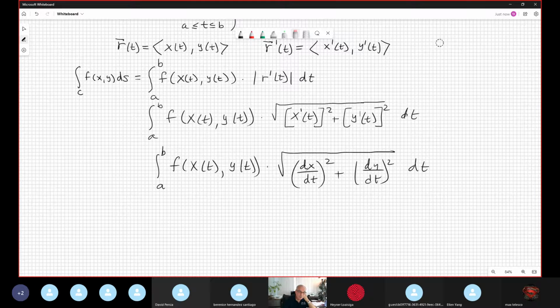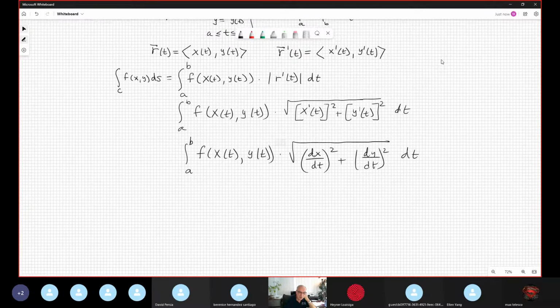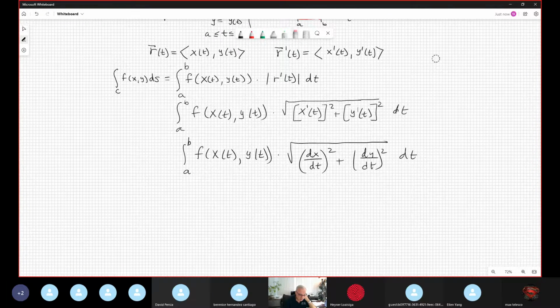Okay, now this is applied in 3 dimensions. Of course, we apply it in 3 dimensions. Suppose you have now this integral. The integrand function is 3D.